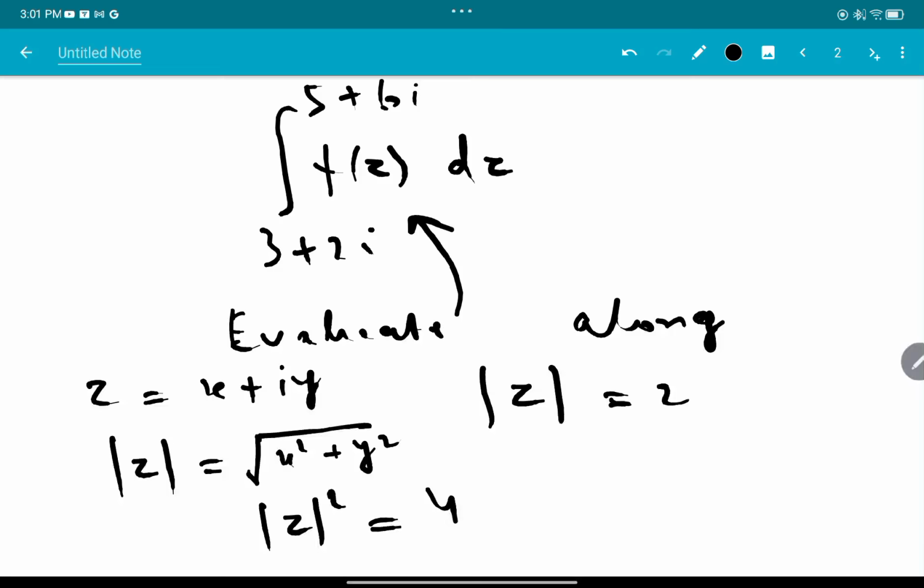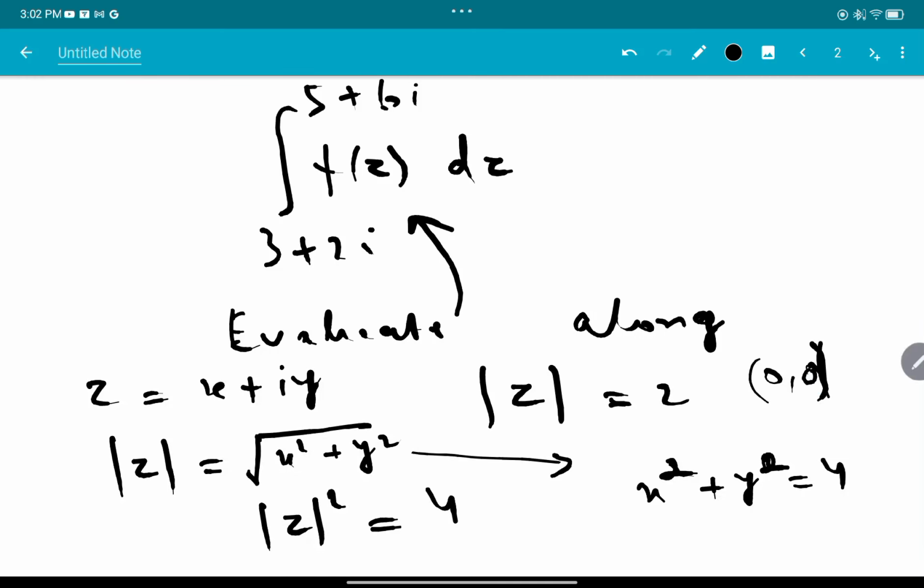It means that the value of mod z is fixed, that is 4. This also means that x square plus y square is equal to 4. But you are familiar with this equation. This is the equation of a circle with center at 0, 0 and radius equal to 2.